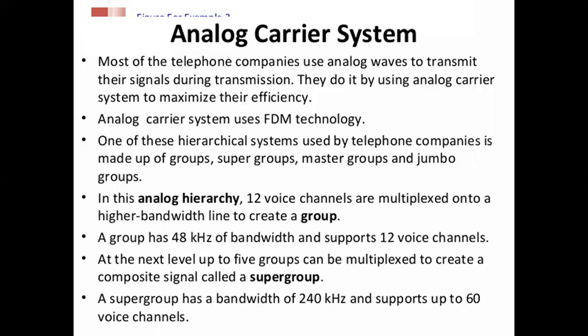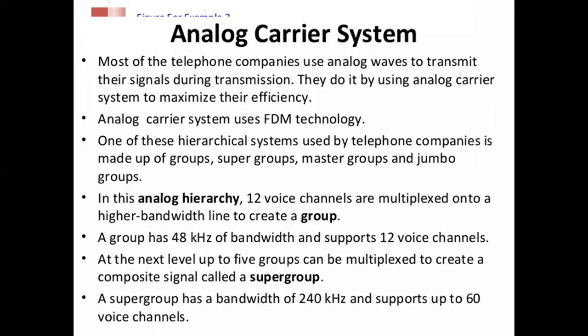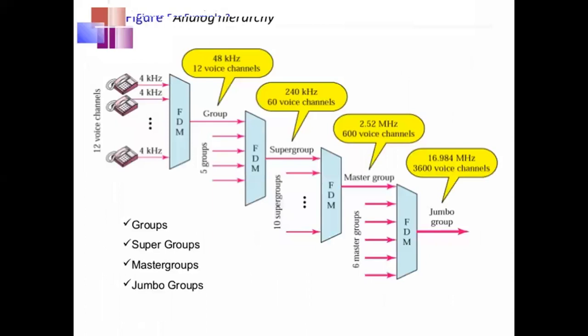At the next level, up to 5 groups can be multiplexed to create a composite signal called a supergroup. The supergroup has a bandwidth of 240 kHz and supports up to 60 voice channels. This voice telephone hierarchy is explained in the form of analog communication. Now let's see the hierarchy here.